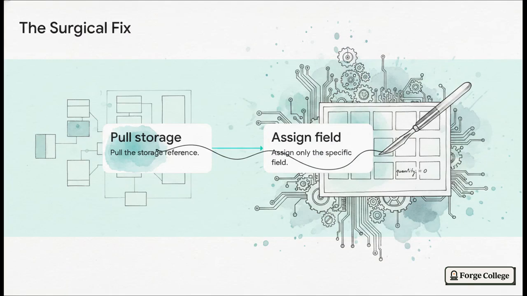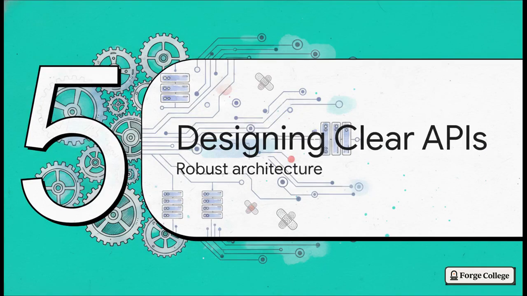And this brilliantly illustrates why we need to be extremely precise. The fix here requires 2 simple steps. First, pull the storage reference just like we did before. Second, assign only the specific field you want to change. So, for example, it.quantity equals 0. This is the surgical engineering fix. It leaves all the other metadata completely intact and perfectly preserves the rest of the struct as your blueprint evolves over time. All right, on to Section 5, designing clear APIs, robust architecture.